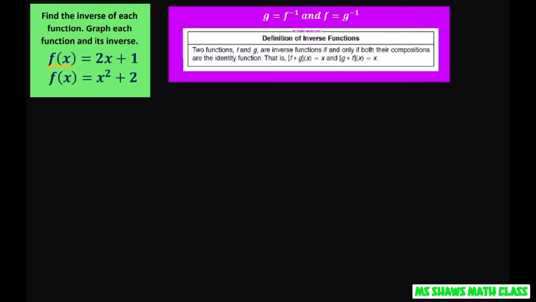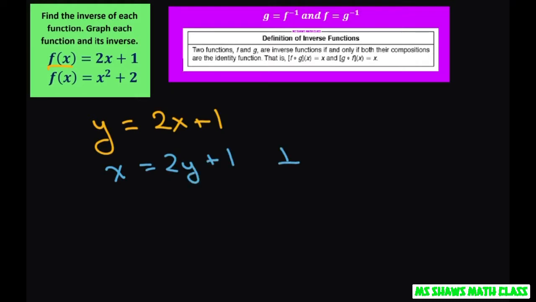We change this to y and write it like this. And then we want to interchange the x and the y. Then solve, that is the inverse. And then you solve for y. So once you switch the x and y, you found the inverse. But we want to solve for y because that's not how they're going to put the answer in the back of the book.